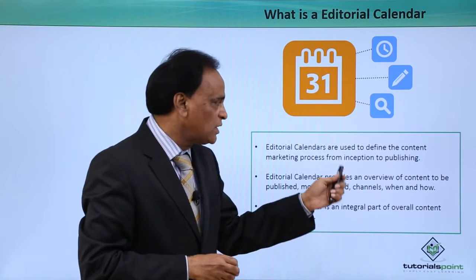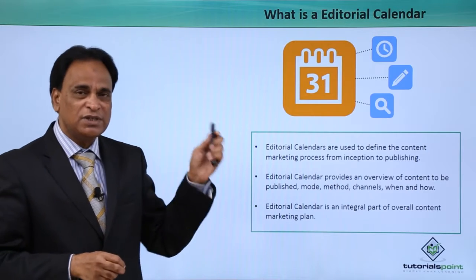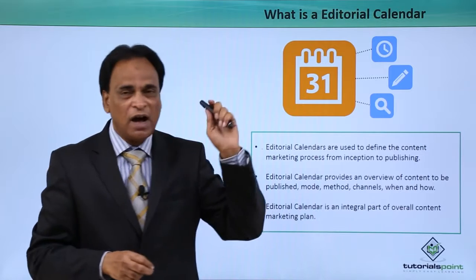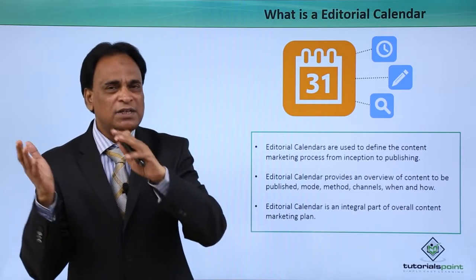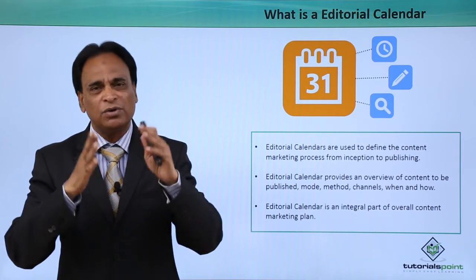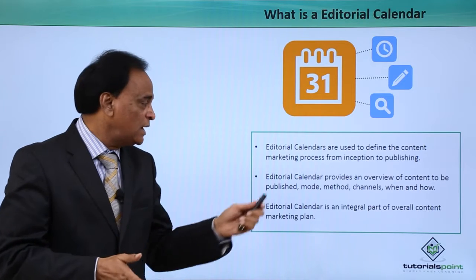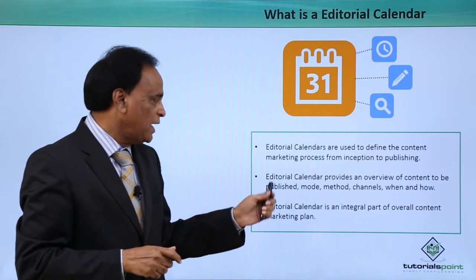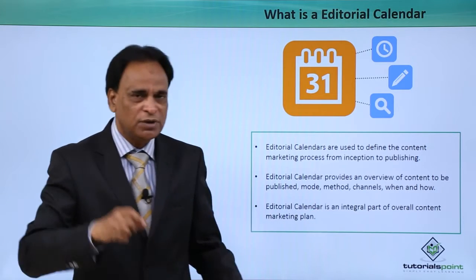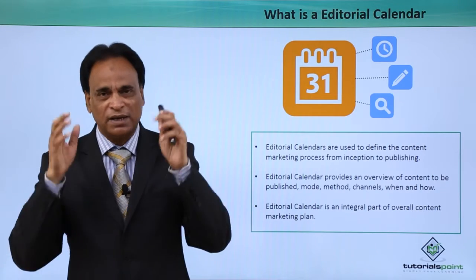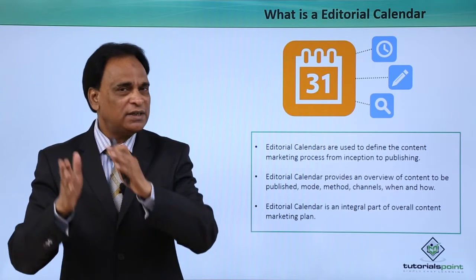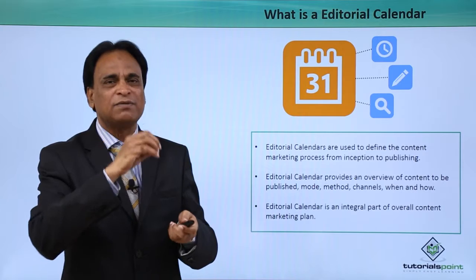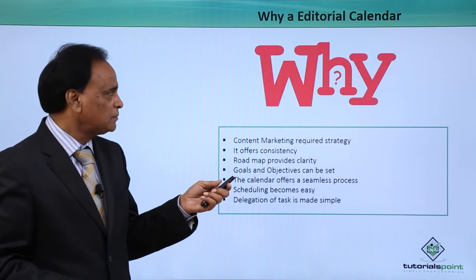The editorial calendar provides an overview of the content to be published, the mode, the method, the channels, when and how you want to publish. Each and every key element of your overall content marketing plan is covered extensively in the editorial calendar. It is an integral part of your overall content marketing plan, and without it, you cannot actually go on executing a successful content marketing plan.